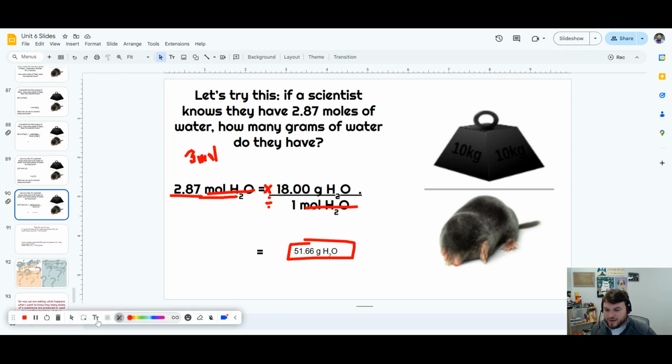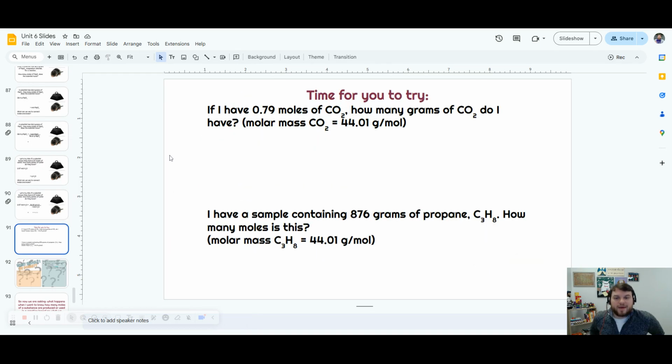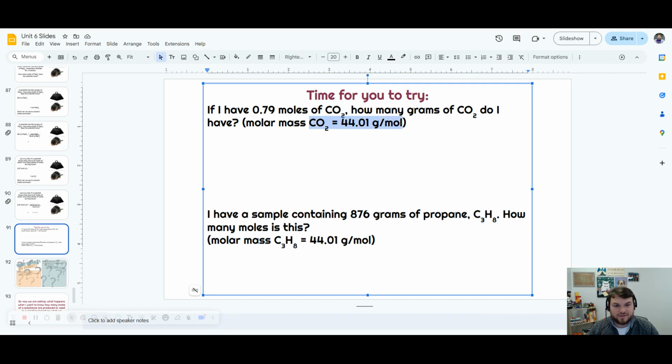So we don't have an assignment over this, but I do want you to try 2 of these problems on your own here, okay? The first one I want you to look at is the first one here. If I have 0.79 moles of carbon dioxide, how many grams of carbon dioxide do I have? I'm giving you the molar mass here. Carbon dioxide has a molar mass of 44.01 grams per mole. You're going to have a question pop up that you have to answer. Tell me what the answer is. How many grams of CO2 do I have in 0.79 moles of carbon dioxide? Go ahead and answer that, and then I will go through how to solve that.